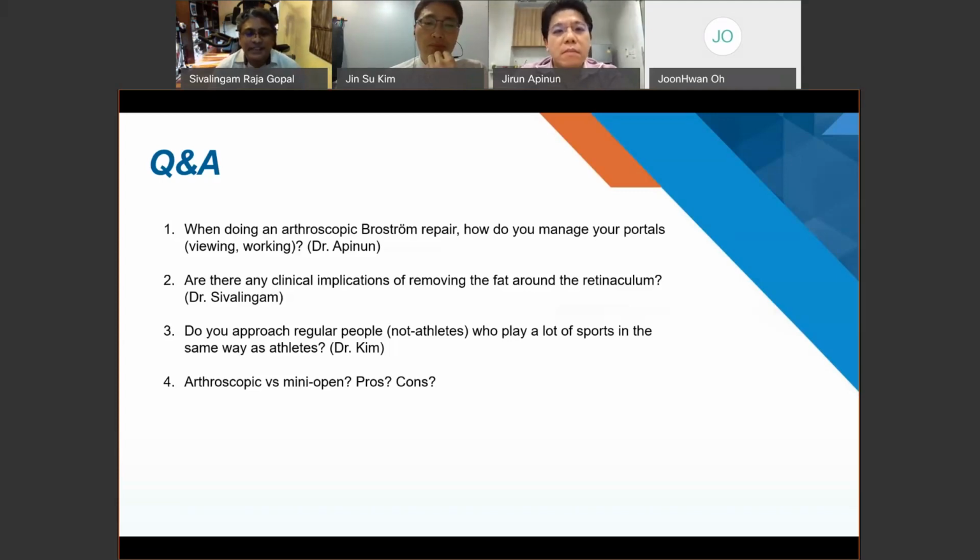Arthroscopic versus mini open. For me, I don't do the mini open. If it's open, it's open. For arthroscopic cases, there are benefits in early return and less pain. However, as I mentioned in my talk previously, I'm selective about the cases in which I will perform arthroscopic repair: the instability must not be so severe, and the ligament must be in good quality. Those are the cases I will perform the arthroscopic repair.